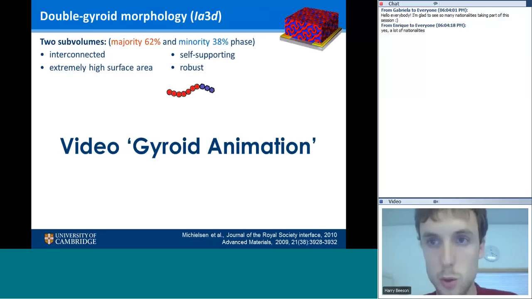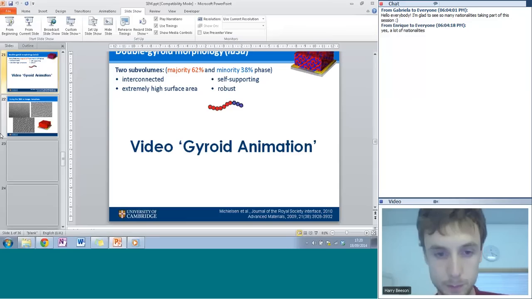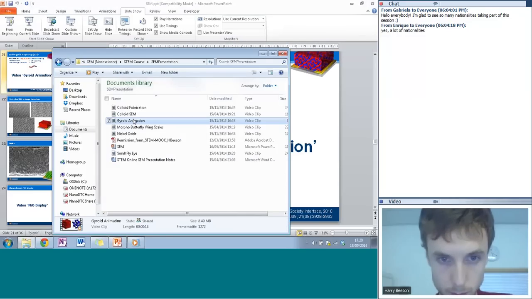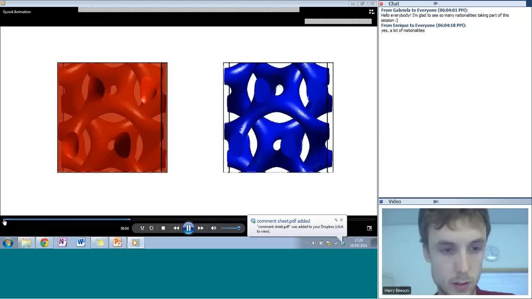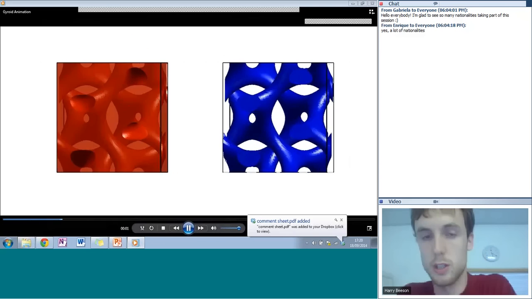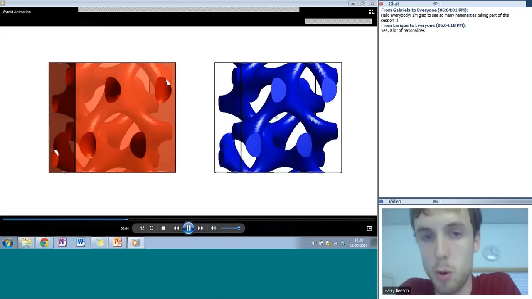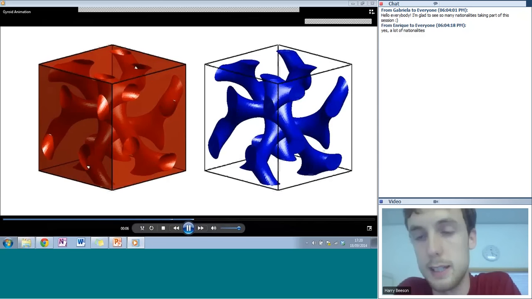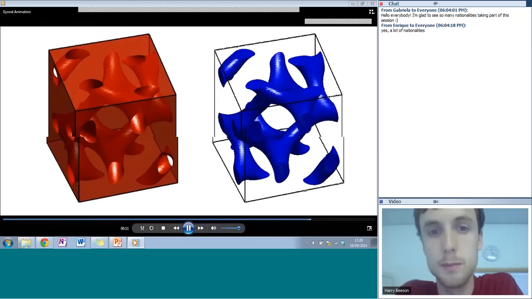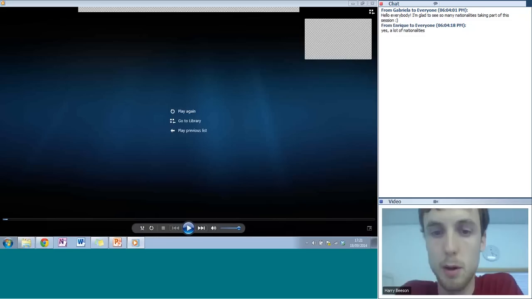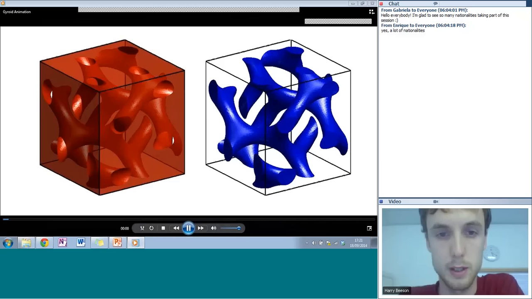If I show you a quick video now so you can get a better picture of what that structure looks like. So this is just a computer model of what that structure looks like. You can see there's the two phases there, the blue phase and the red phase. So you can get the one by removing the other once the two have separated from each other in your film.